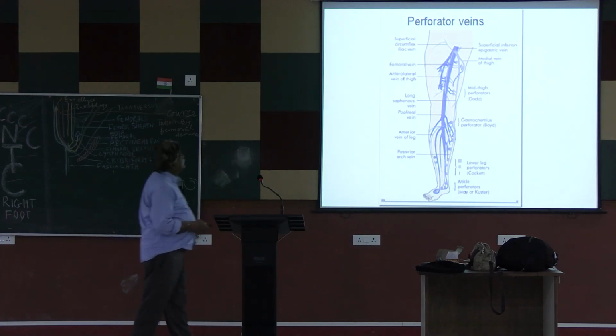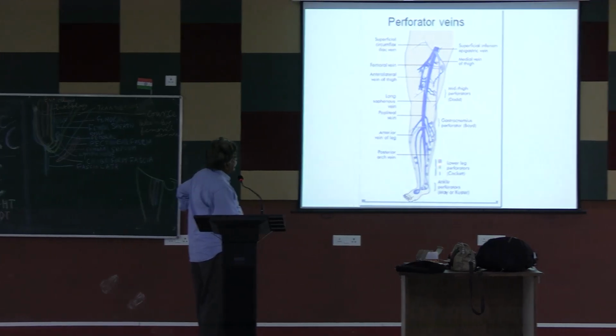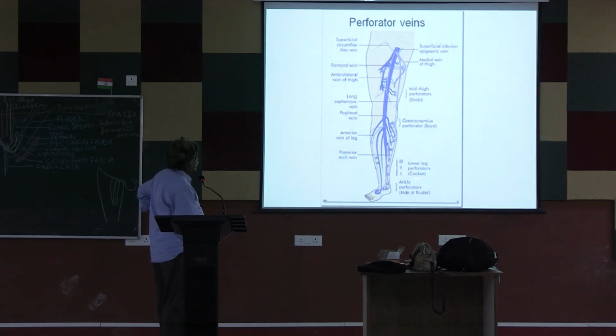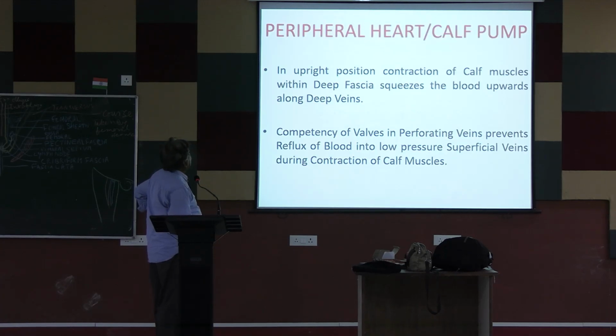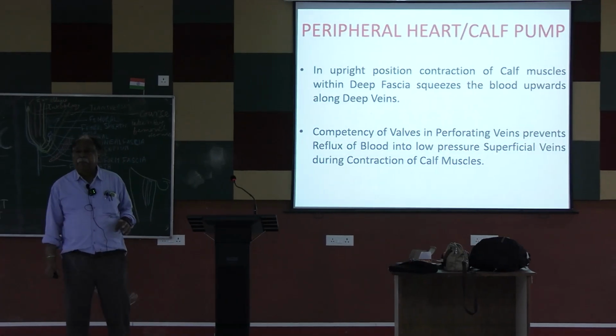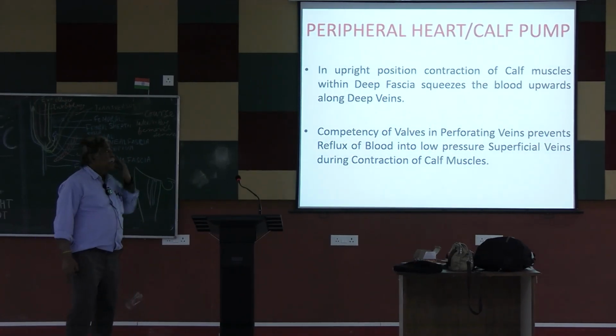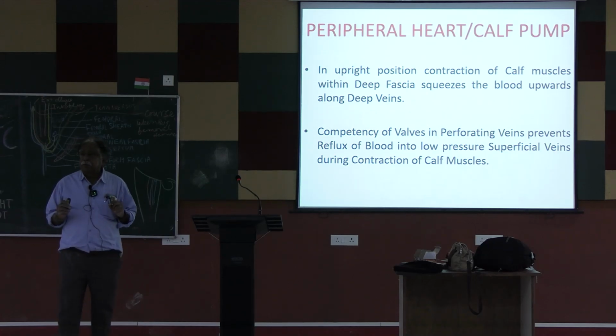Now the perforator veins are there, in the lower leg, the lateral ankle perforators here. Now the peripheral heart, the calf pump that I told you about. Now the peripheral heart, a short note.